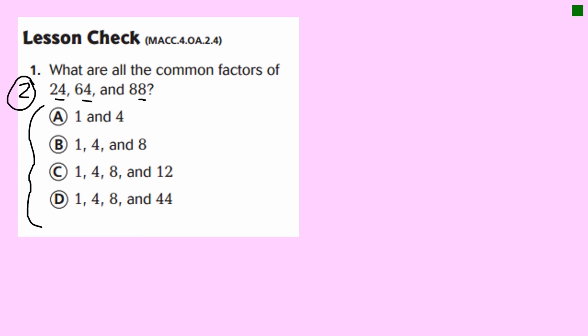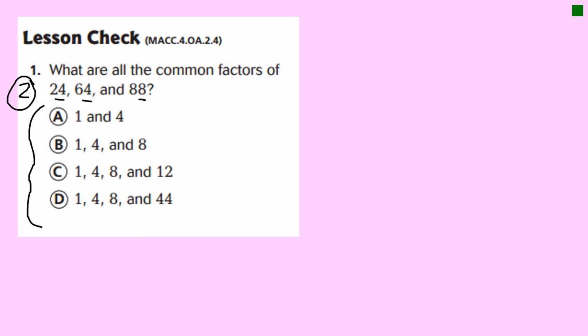You're right, Johnny. The book did make a mistake, because 2 is definitely a common factor of 24, 64, and 88. So what I'm going to do now, though, is see if there's anything just screaming out at me, I am incorrect. And one of them definitely is.